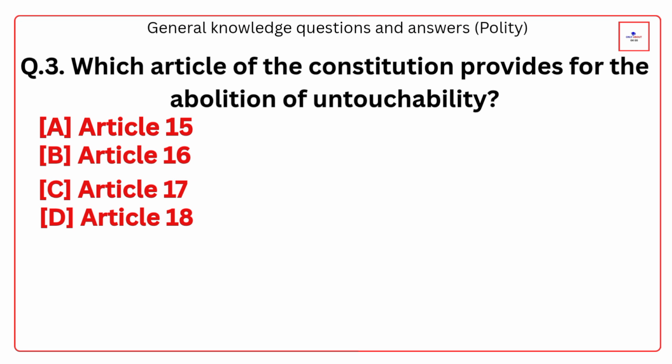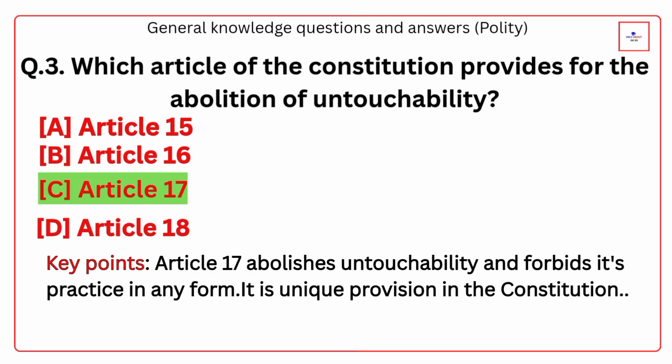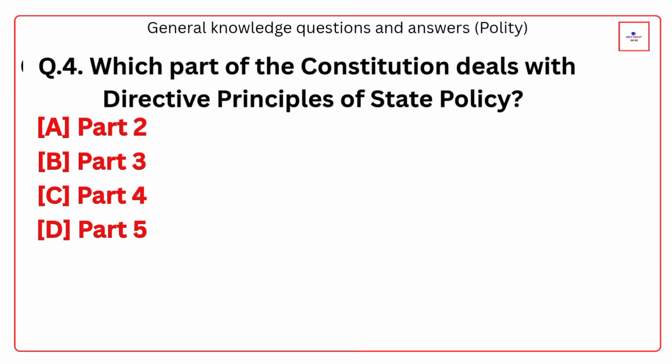Which article of the Constitution provides for the abolition of untouchability? Correct answer is Article 17. Article 17 abolishes untouchability and forbids its practice in any form. It is a unique provision in the Constitution.